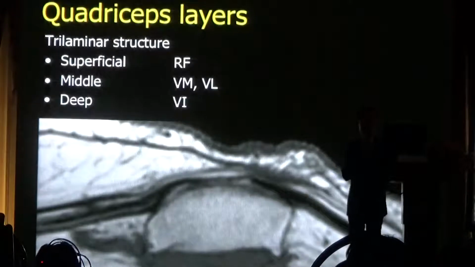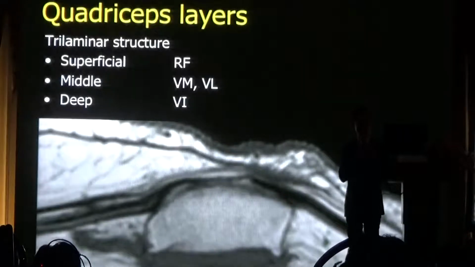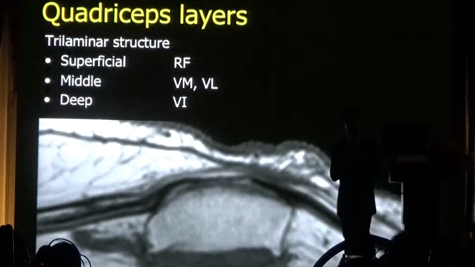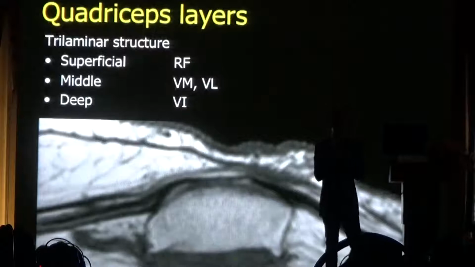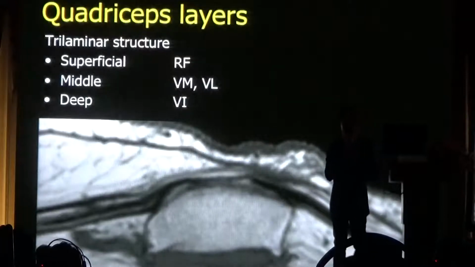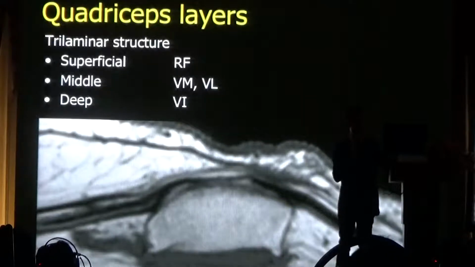The quadriceps tendon can be examined in very close detail. We know that there are three main layers to the quadriceps. The most superficial layer is made up by the rectus femoris tendon. The middle layer is made up by vastus medialis and vastus lateralis. And the deep layer is made up by the vastus intermedius tendon.